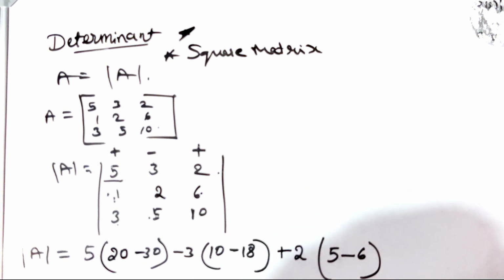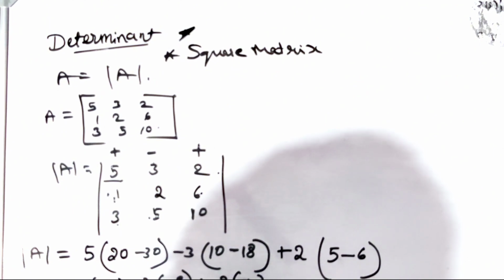Now we have to simplify this. 5 into (20 minus 30) is minus 50. Minus 3 into (10 minus 18) is minus 3 into minus 8, which is plus 24. 2 into (5 minus 6) is 2 into minus 1, which is minus 2. So the final answer is minus 50 plus 24 minus 2, which is minus 28. This is how to find the determinant of a matrix.